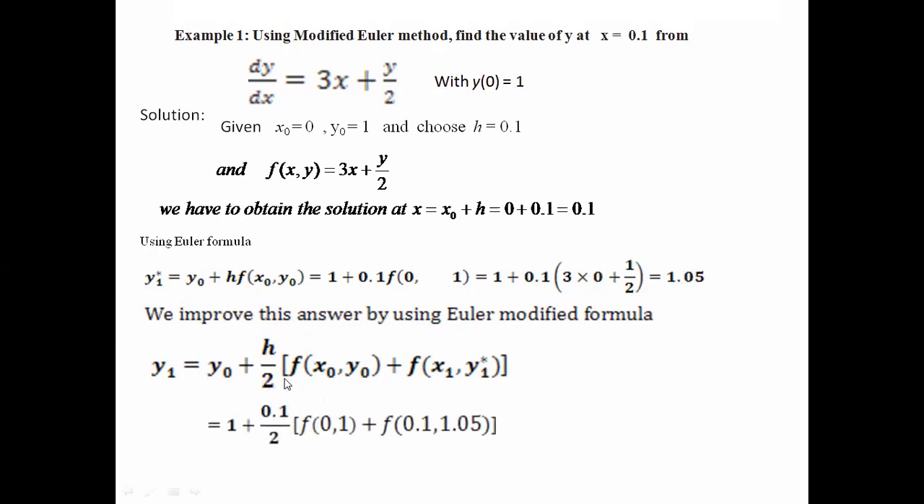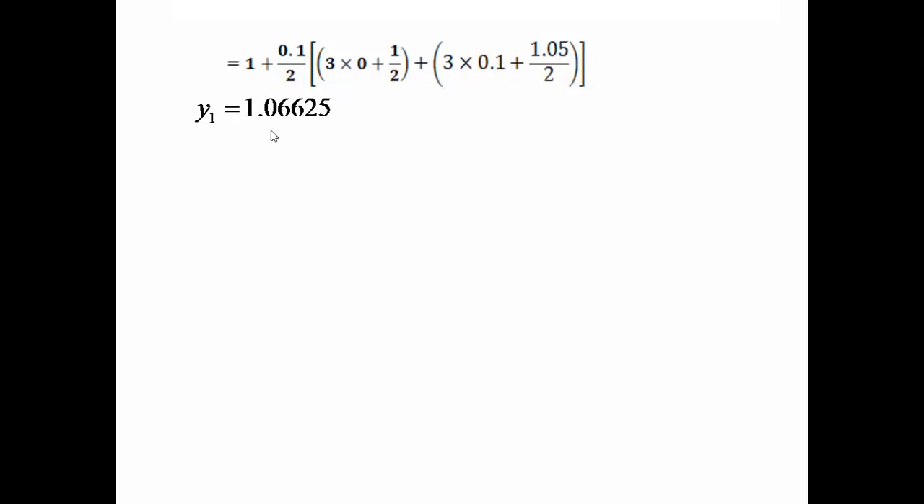So what is this? y0 is 1, h is 0.1 by 2. f of x0, y0 is f of 0 comma 1, plus f of x1 comma y1 star. x1 is x0 plus h, which is 0.1, and y1 star is 1.05. Now you simplify this. It is 0.1 by 2, and here f is 3 times x plus y by 2. So for f of x0 comma y0 plus f of x1 comma y1, that is again 3 times x1 plus y1 by 2. If you simplify, you see that y1 is equal to 1.06625.